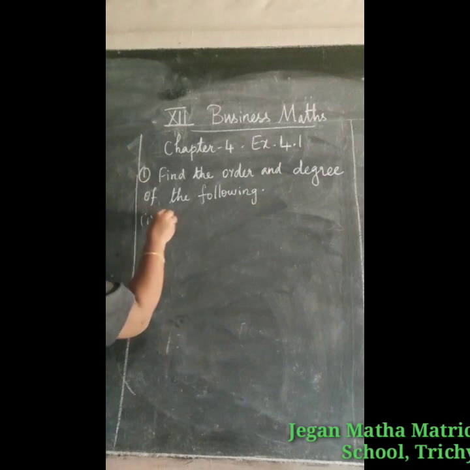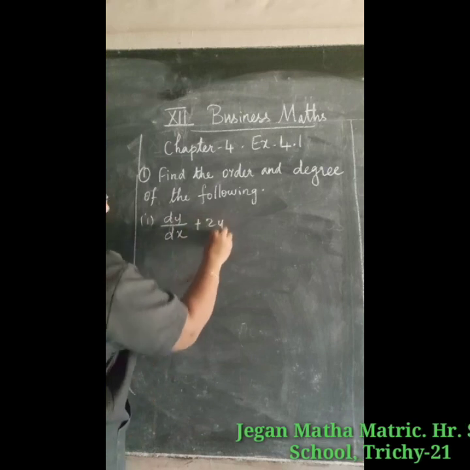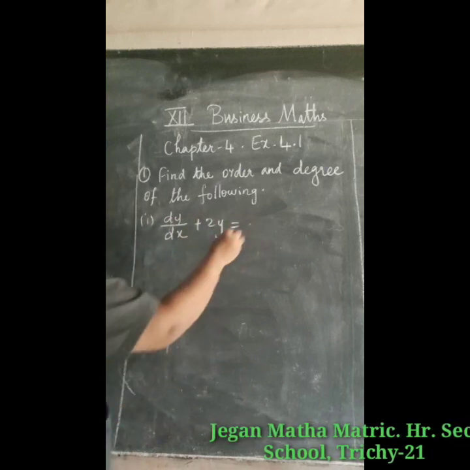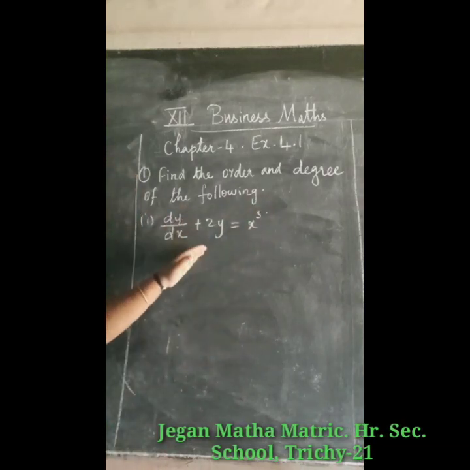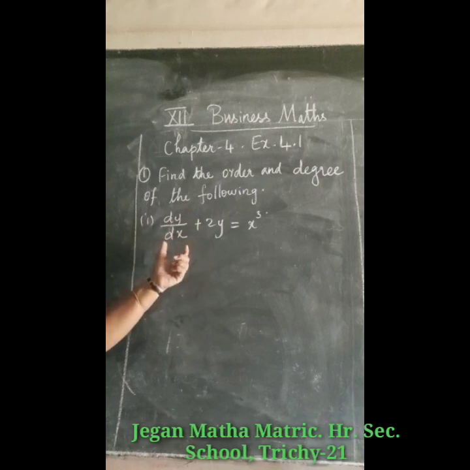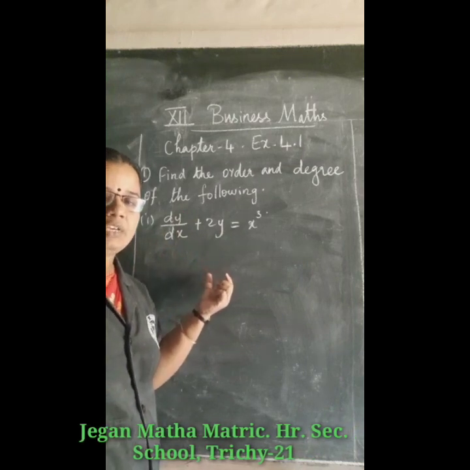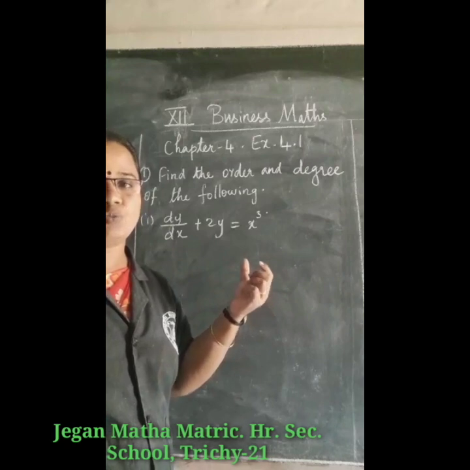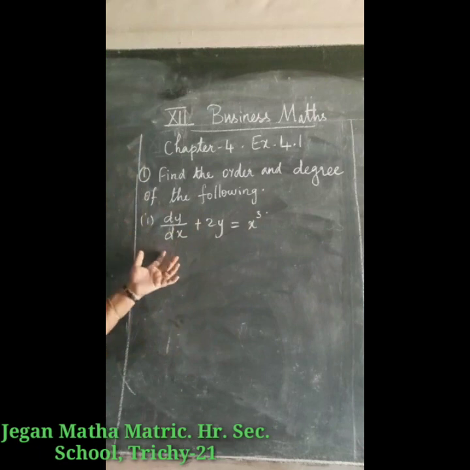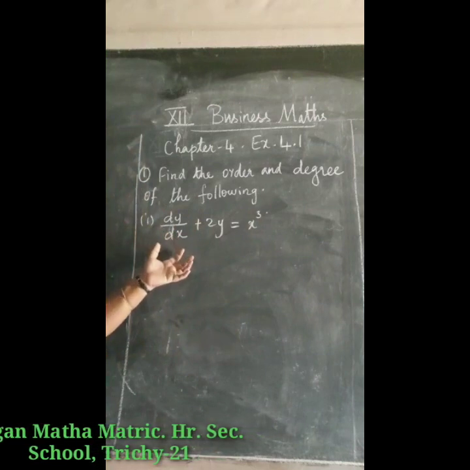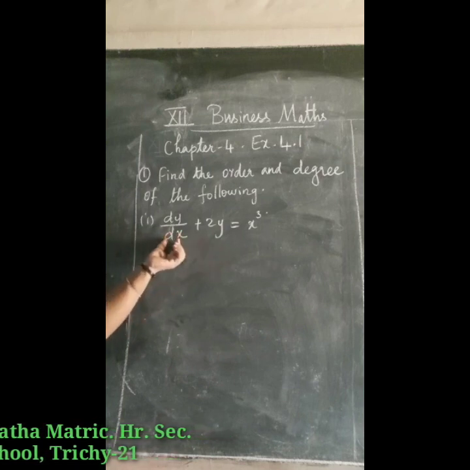First question, dy by dx plus 2y is equal to x cube. We have to find out the order and degree. So, the highest derivative, which one is the derivative? dy by dx, d squared y by dx squared, d cube y by dx cube. Like that you have to find out the derivatives. Here, dy by dx is the highest derivative in this question. The highest derivative is first order.